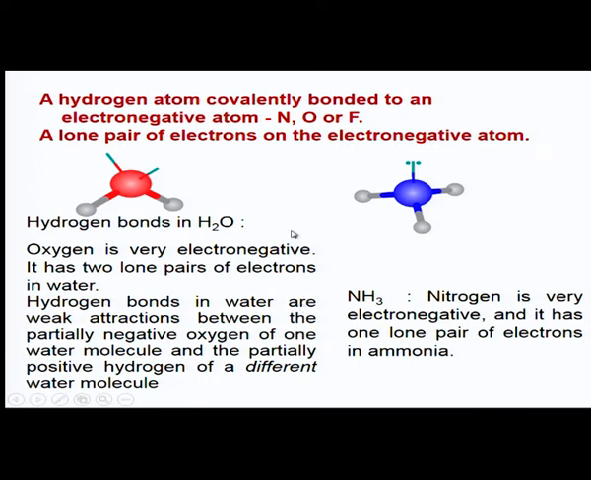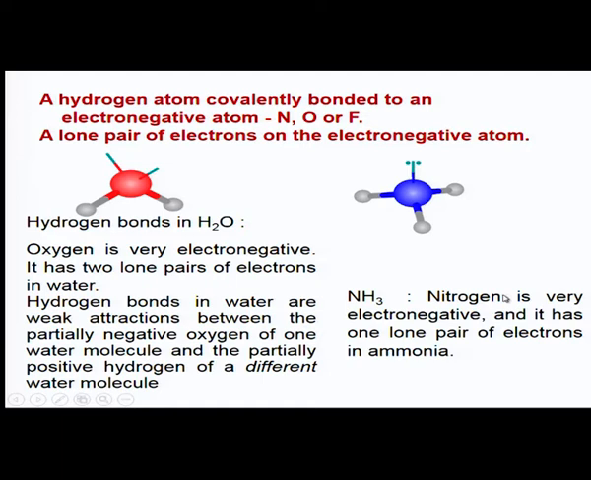A hydrogen atom is covalently bonded to an electronegative atom like nitrogen, oxygen or fluorine. A lone pair of electrons on the electronegative atom is formed. Now, we have two pictures. The first one shows the hydrogen bonds in water, H2O, and the second picture shows the hydrogen bond in ammonia. Now, oxygen is very electronegative. It has two lone pairs of electrons in water. Hydrogen bonds in water are weak attractions between the partially negative oxygen of one water molecule and the partially positive hydrogen of a different water molecule.